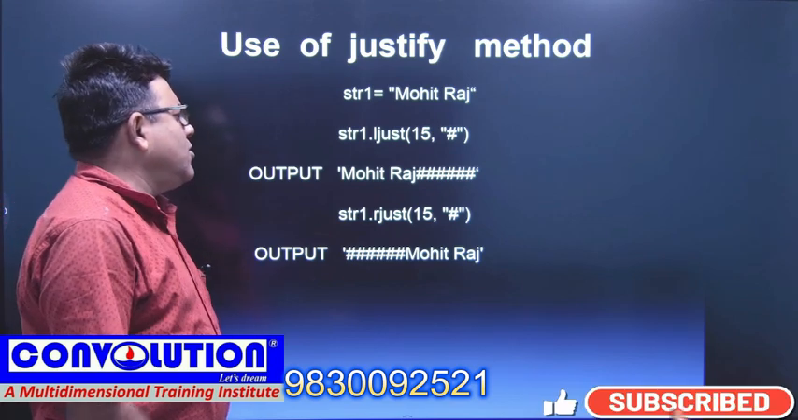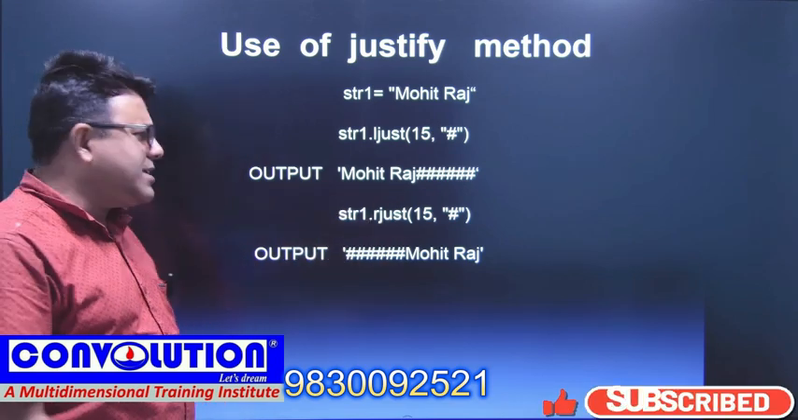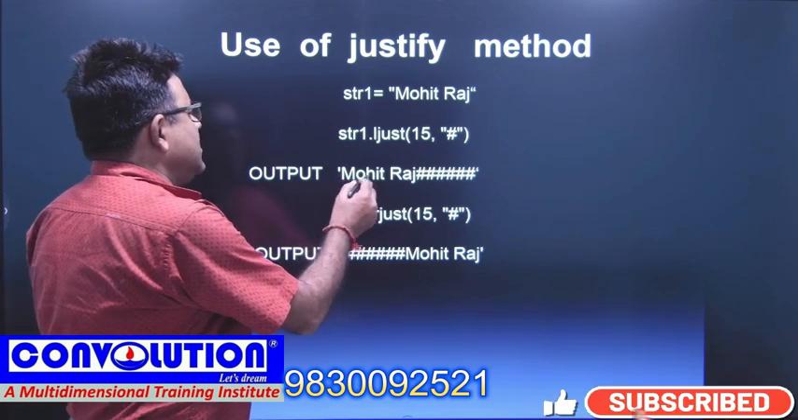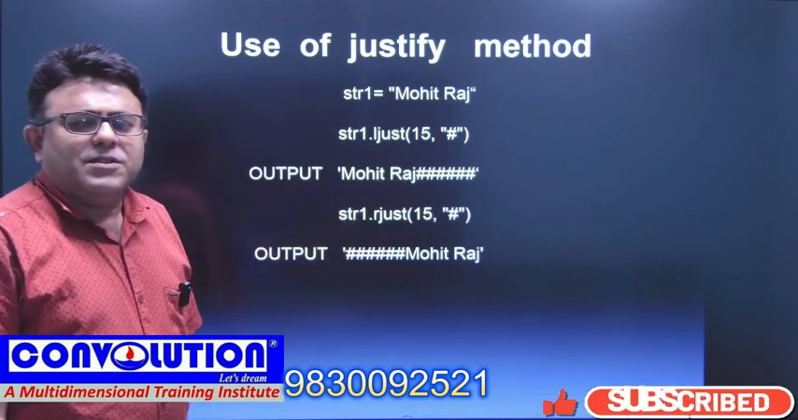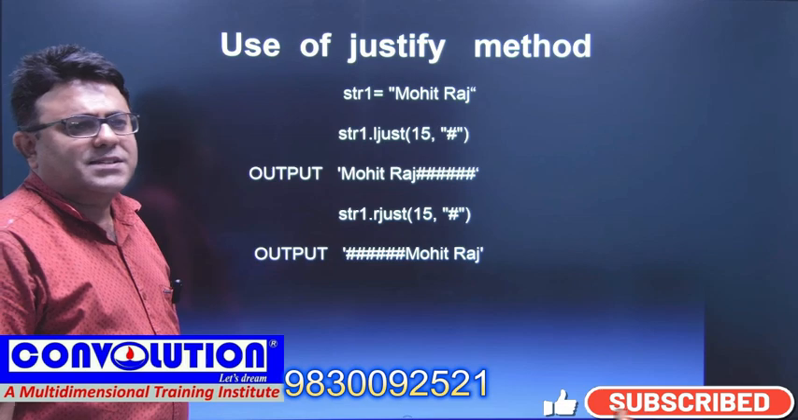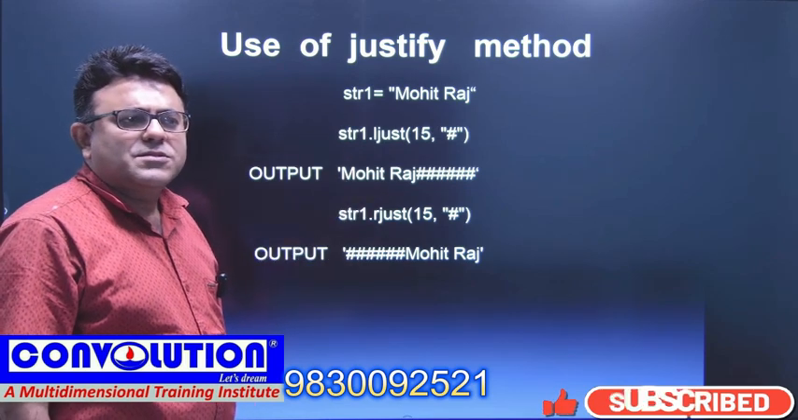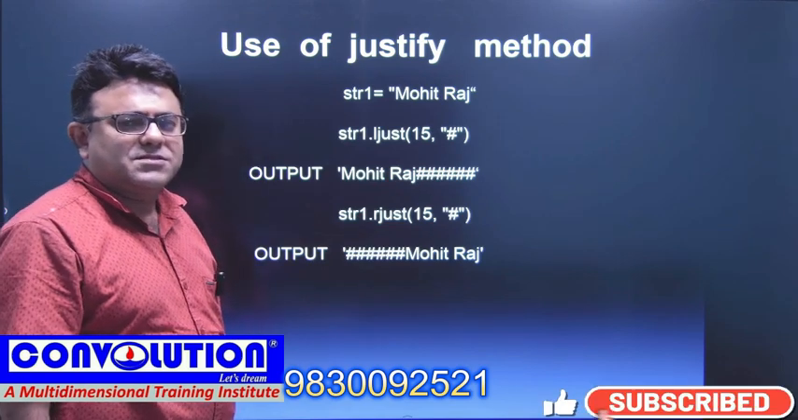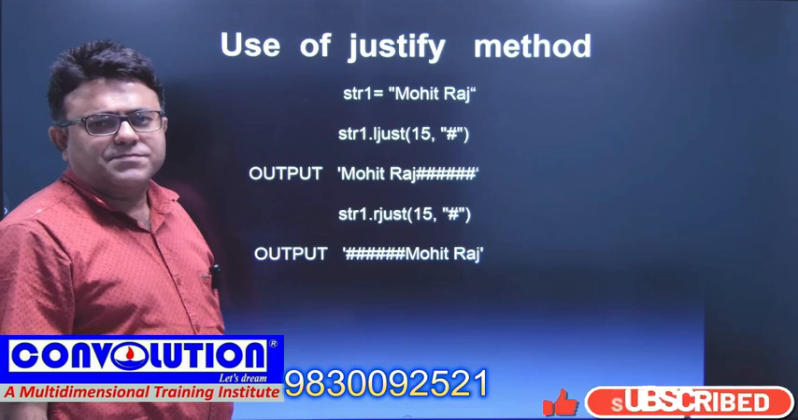So in the output, we are getting Mohit space Raj. How many characters does this include? Let us see. 1, 2, 3, 4, 5, 6, 7, 8, 9. So this Mohit space Raj is carrying a total of 9 characters, but I'm having 15 blocks. So the rest of the blocks I am going to fill up with hash. This is what I am saying in the ljust function.